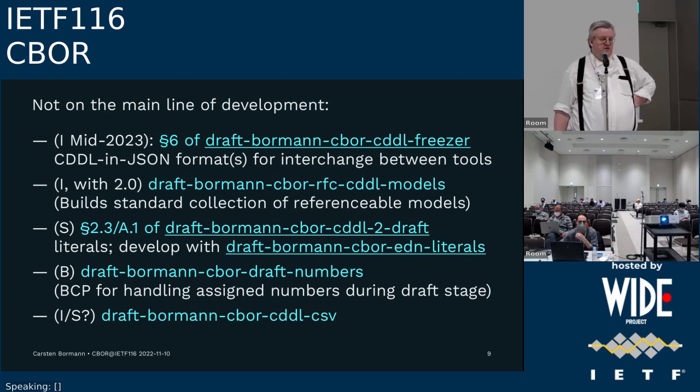The second draft is a number of CDDL models for existing RFCs. That helps us because it provides referenceable models we can use in other documents. So if we don't want to reinvent IODEF or something like that, we now have a model for IODEF.